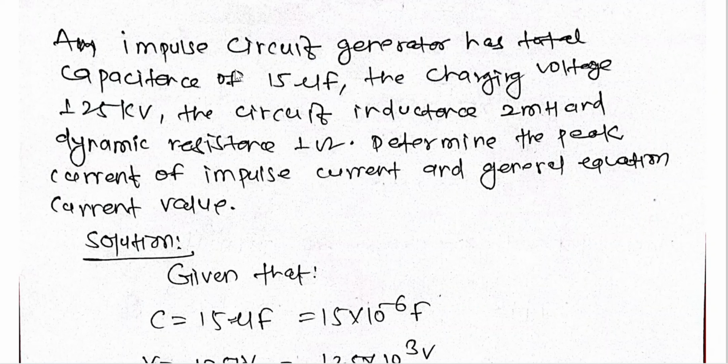Welcome to another numerical of high voltage. Our numerical problem is: an impulse current generator has a total capacitance of 15 microfarad and the charging voltage 125 kilovolt. The circuit inductance is 2 millihenry and dynamic resistance 1 ohm. Determine the peak current of impulse current and the general equation of current value.